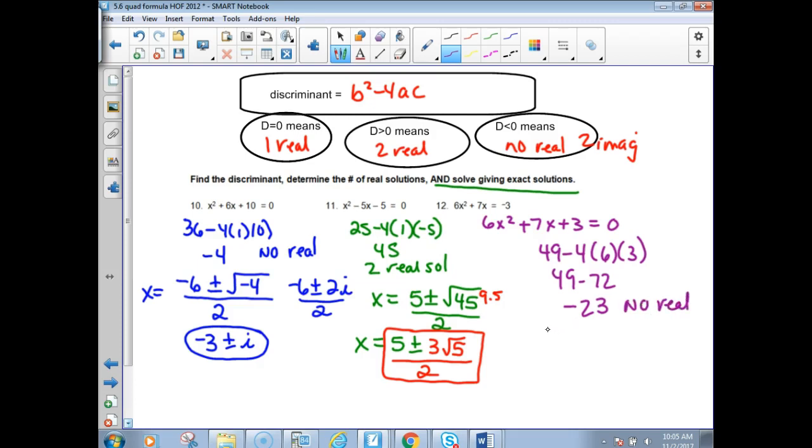But to get the final answer, we'll continue the quadratic formula. The opposite of b would be -7 plus or minus i times the square root of 23. I went ahead and pulled the i out. And over 2 times 6, which would be 12. That's it for that one.